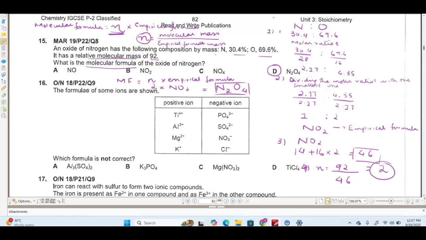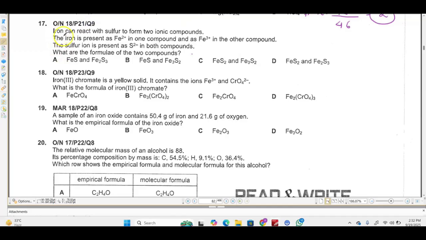Okay. Question number 17. Iron can react with sulfur to form two ionic compounds. The iron is present as Fe+2 in one compound and as Fe+3 in the other compound. The sulfur ion is present as S-2 in both the compounds. What are the formulae of the two compounds?